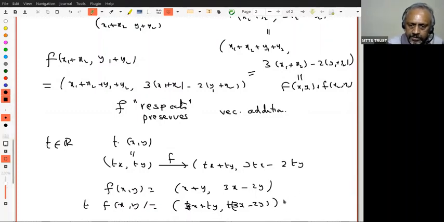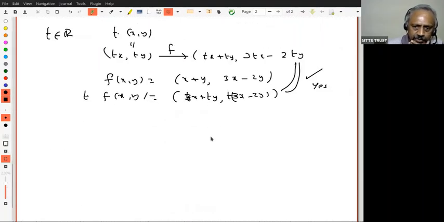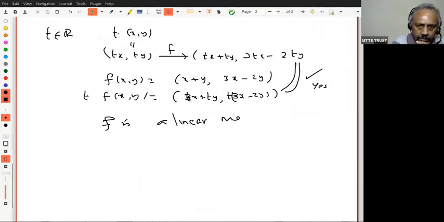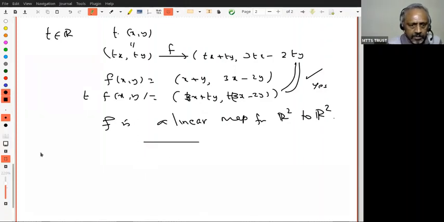Are they equal? Yes, they are equal. Therefore, we have shown f is a linear map from R2 to R2. Okay, go through this example. So as an exercise, do something more general.